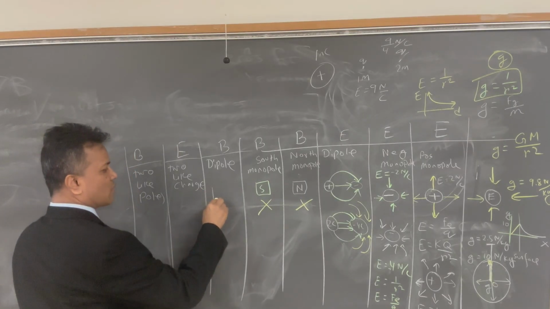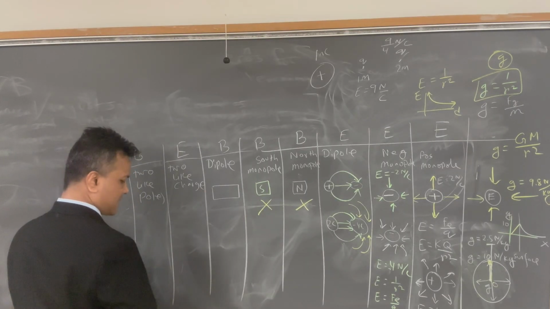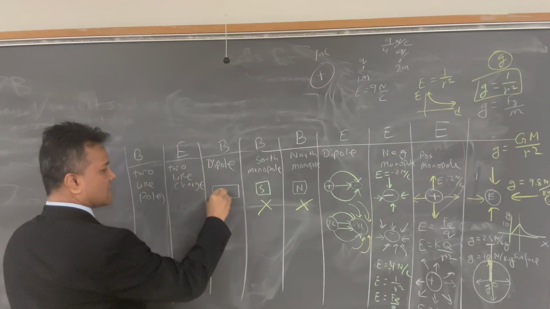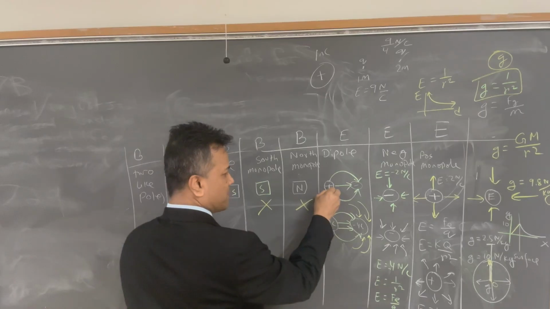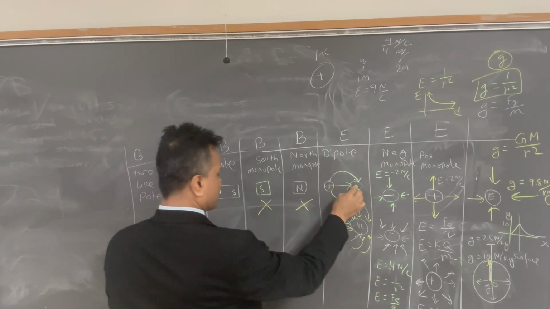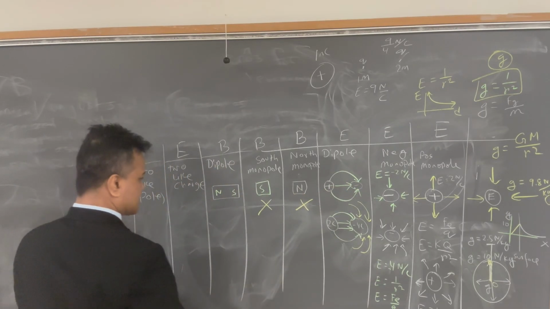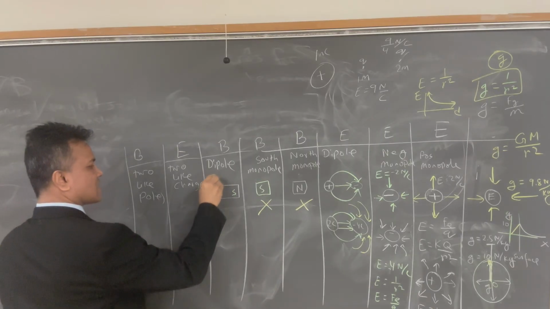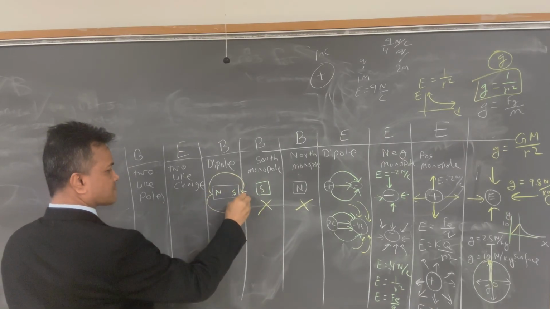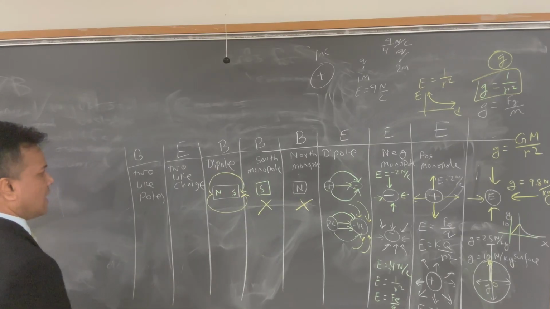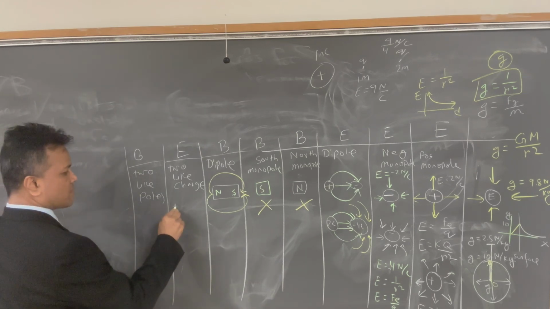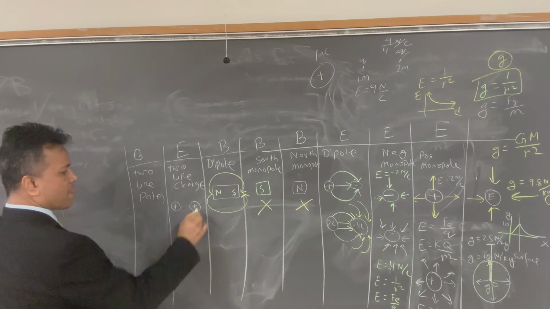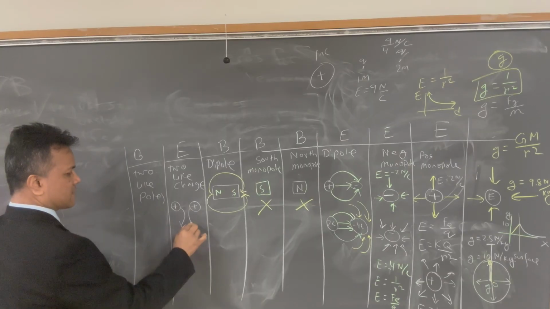Yeah, dipole. So magnetic dipole is just a bar magnet. So you have north and you have south. North behaves like positive and south behaves like negative. So again, north is a source and south is a sink. Okay, two like charges. We can put two like charges. You have a positive and a positive, and they repel each other.